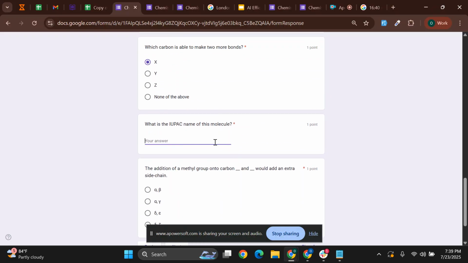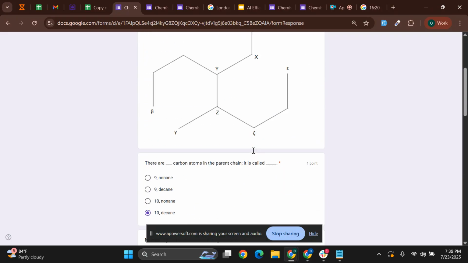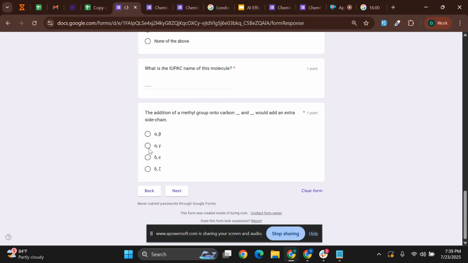What is the name of? I don't know about this much. The addition of a methyl group onto carbon dash and dash would add an extra side chain. This will be, I guess, the addition of carbon, alpha, beta.